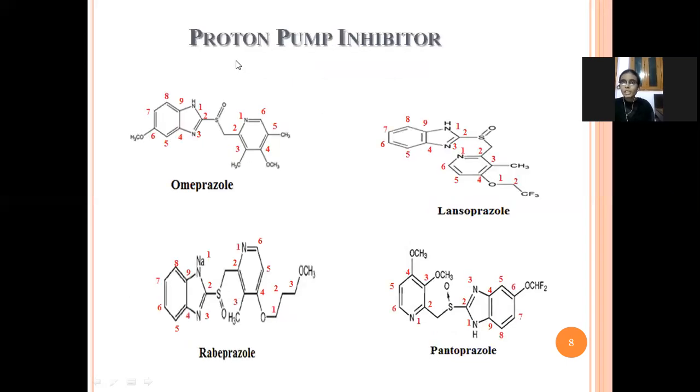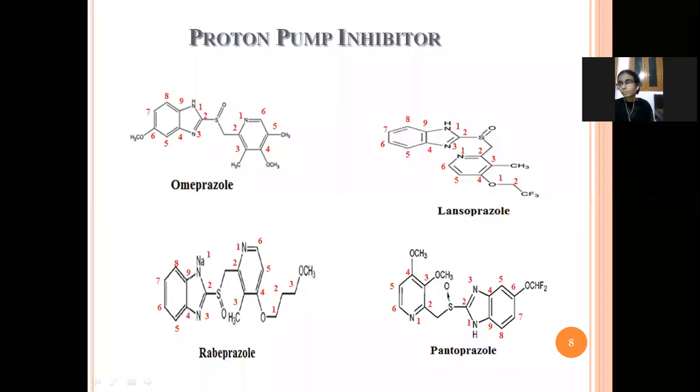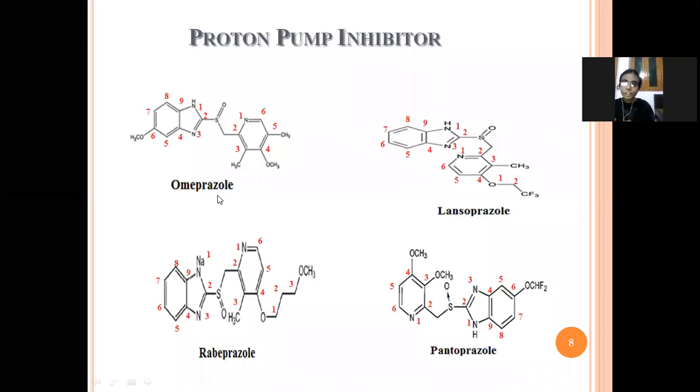So next, proton pump inhibitors. So in proton pump inhibitor, first drug is omeprazole. So if you see the structure is the benzoimidazole. So this is the benzene and this is the imidazole structure.